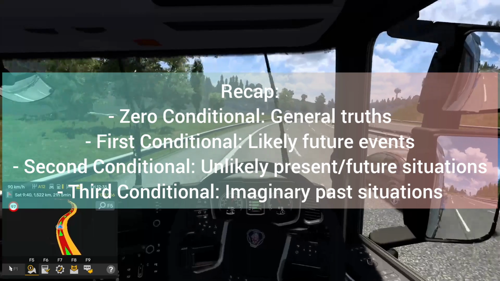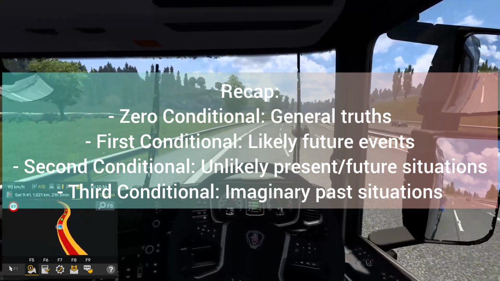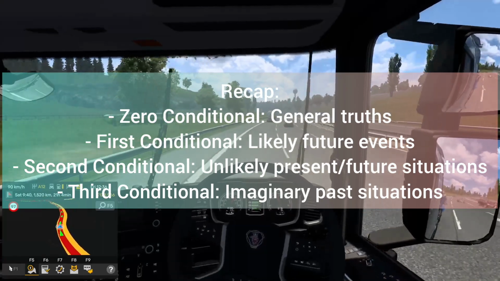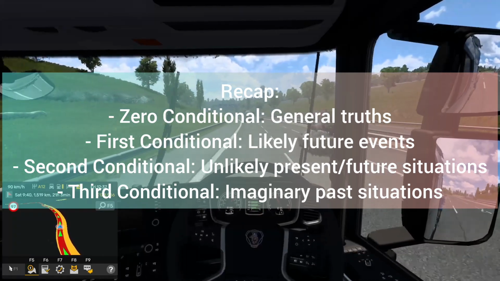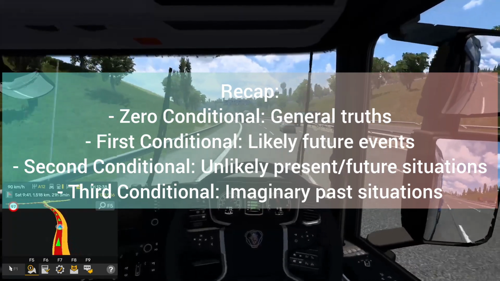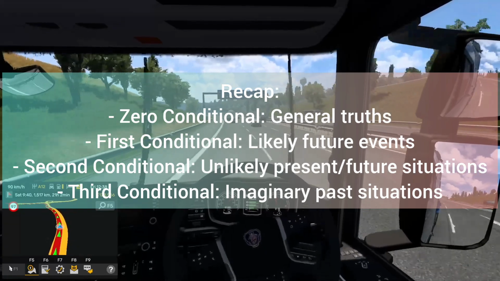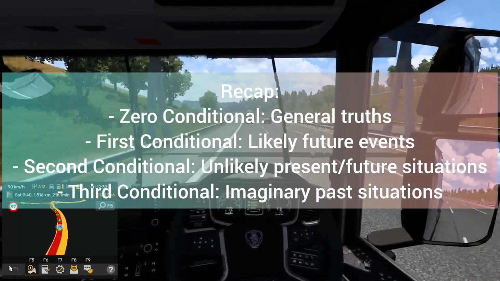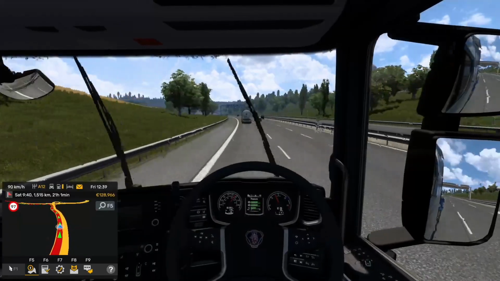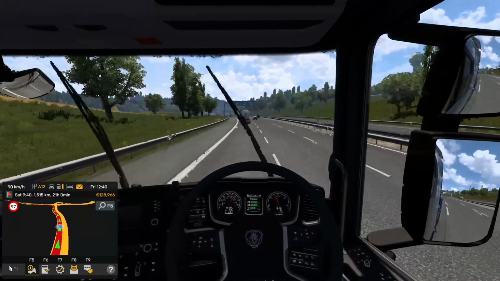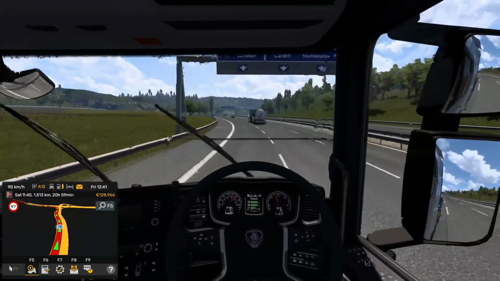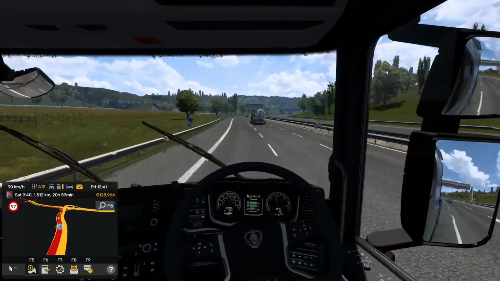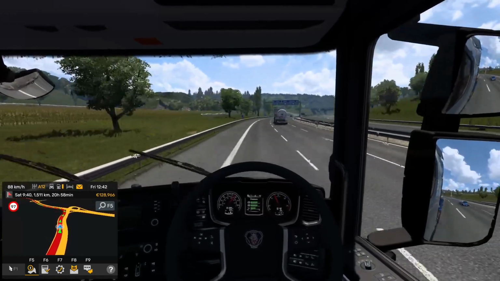Zero conditional, general truths. First conditional, likely future events. Second conditional, unlikely present/future situations. Third conditional, imaginary past situations. Conditionals are a powerful tool in English, allowing you to express complex ideas about cause and effect, real and imaginary situations, and past regrets. With practice, you'll be using them like a native speaker in no time.